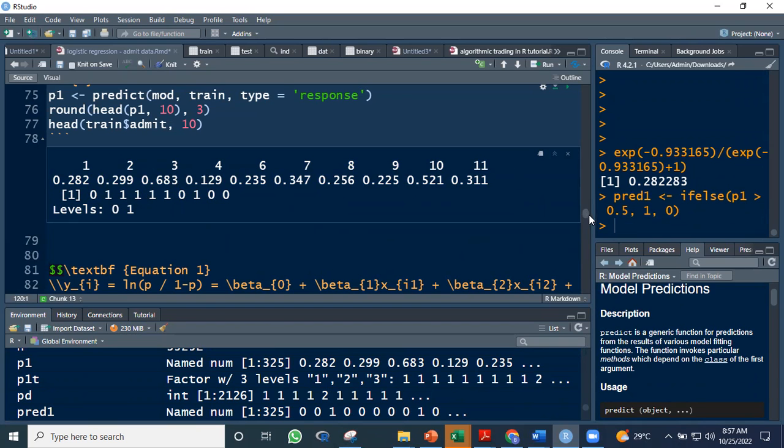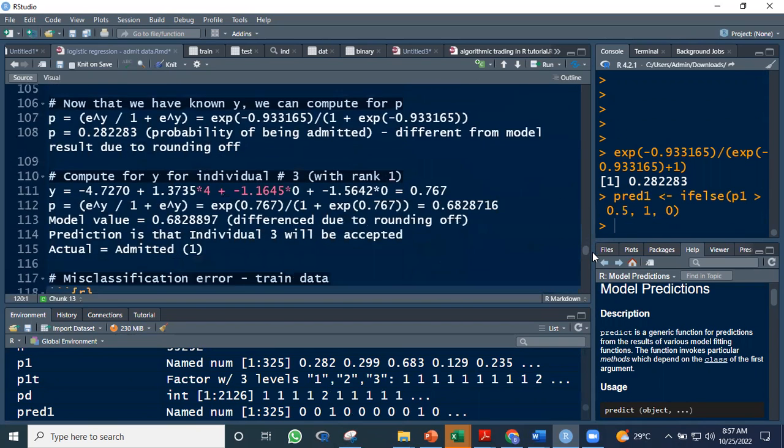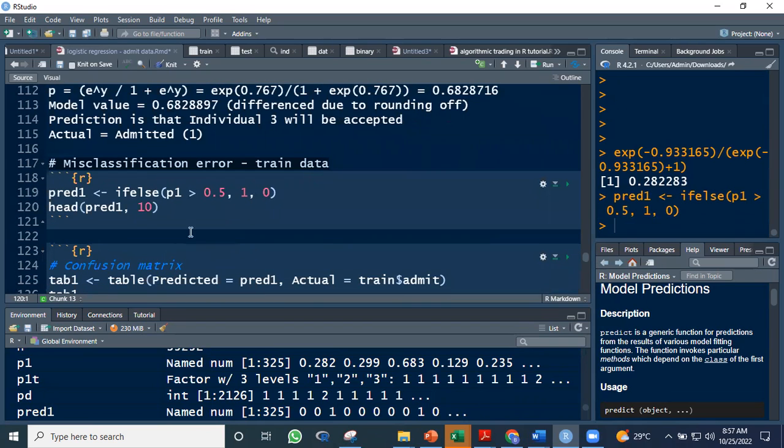Okay, let me pause again for a while. Okay ba? Naintindihan yung nangyari dito, yung if-else function natin. We're basing it on this object P1 which contains all the P values of the trained data set. For all P1s greater than 0.5, then make it 1. Otherwise, make it 0.